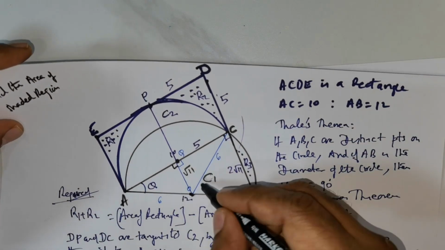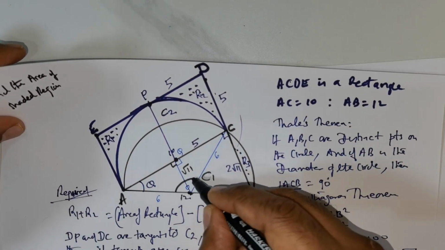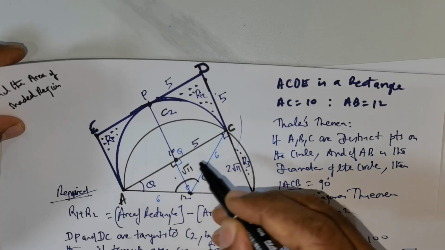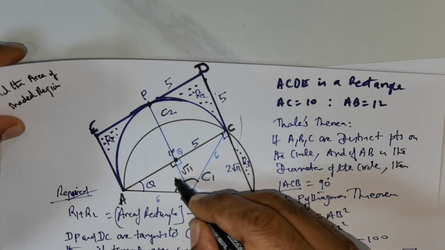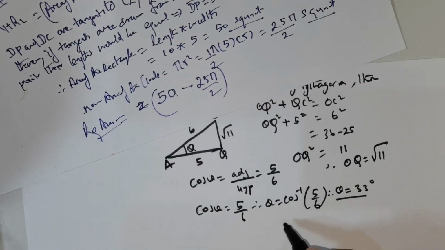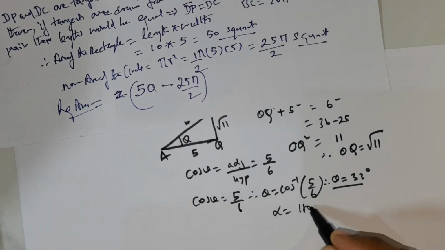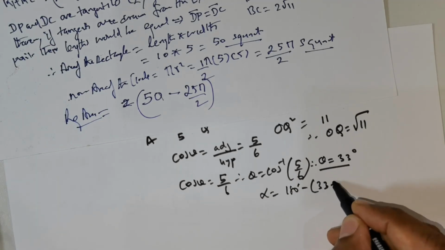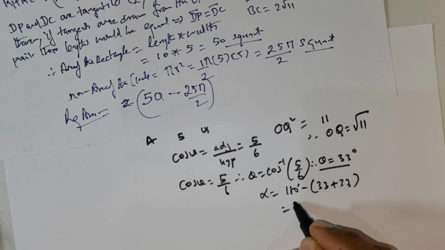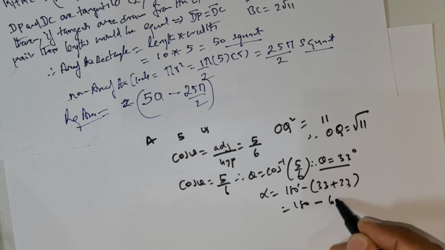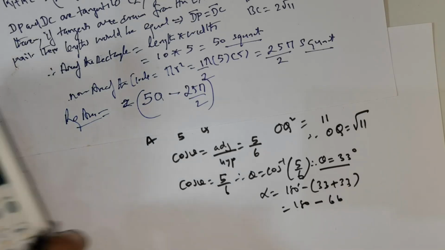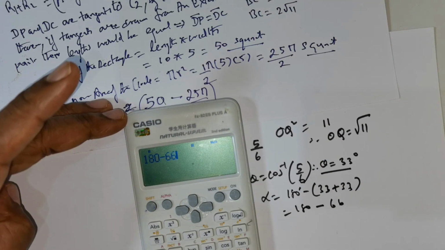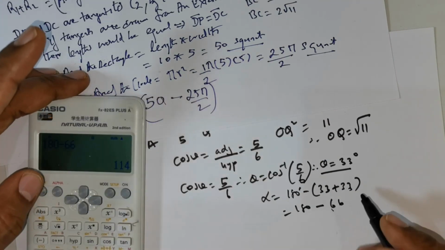I have to get this angle. If I take this angle as some alpha, then alpha will be equal to 180 degrees minus 33 plus 33. That's going to be 180 minus 66, which is 114 degrees.